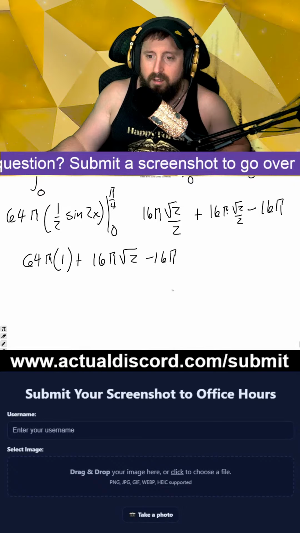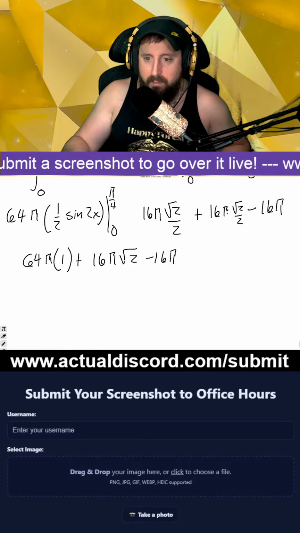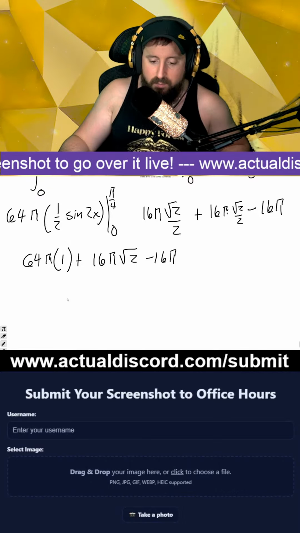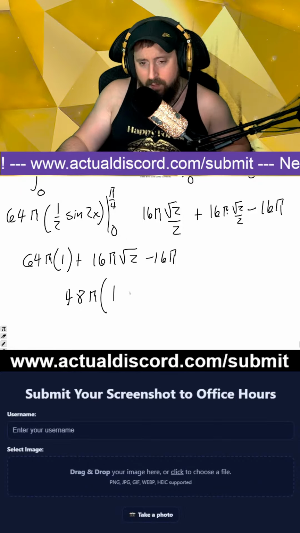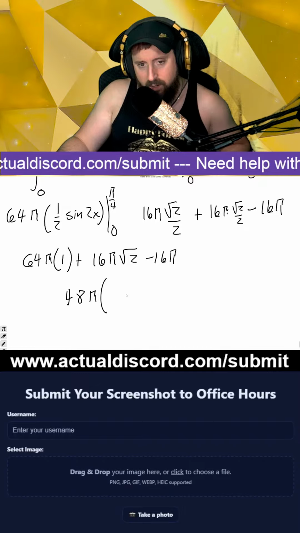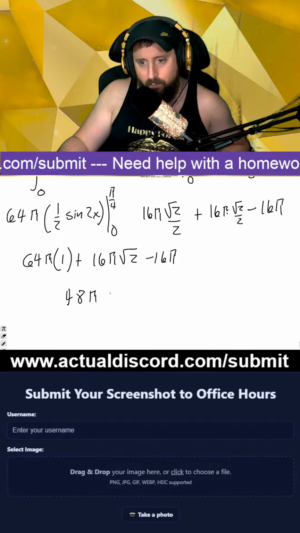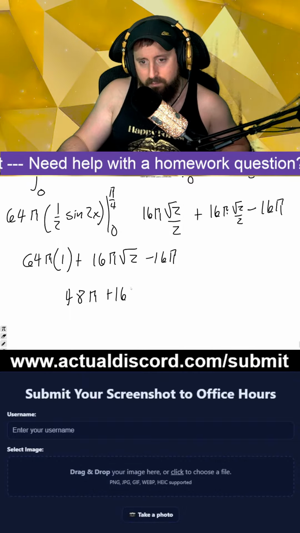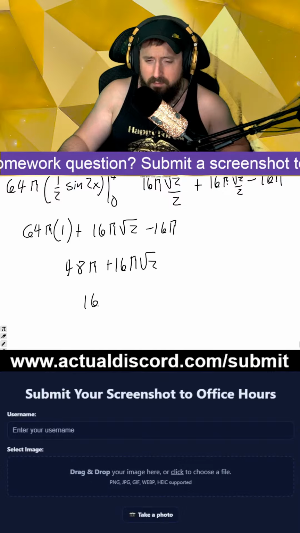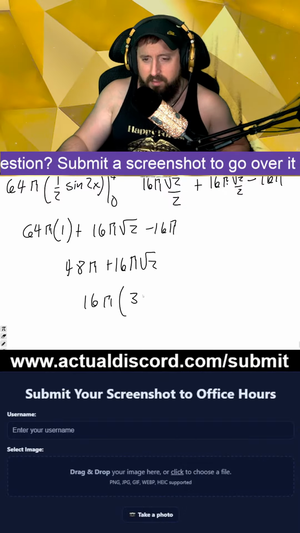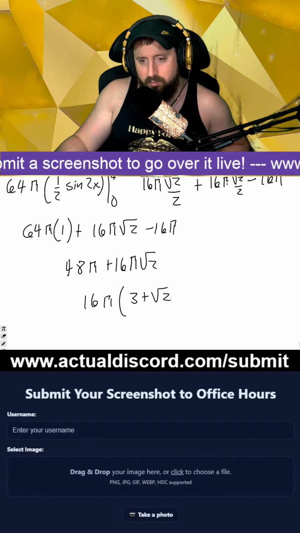Okay. I think we're good. So 64 pi minus 16 is going to be 48 pi. And then that's going to be 48 pi plus 16 pi square root of 2. So I can pull out a 16 pi, and then that's 3 plus root 2.